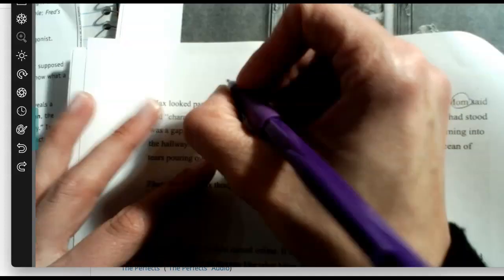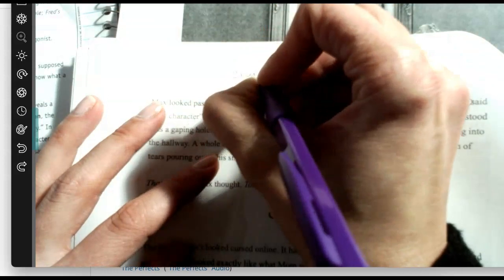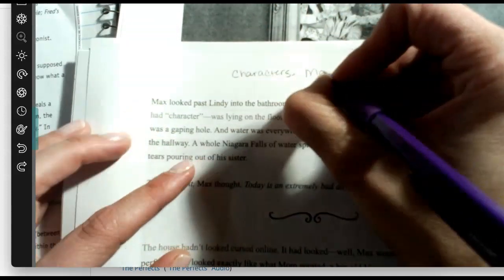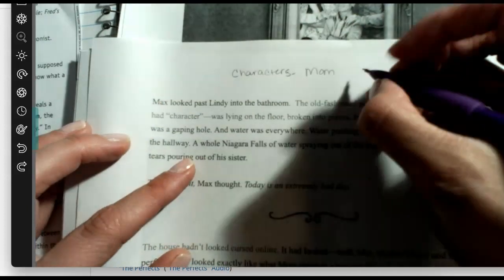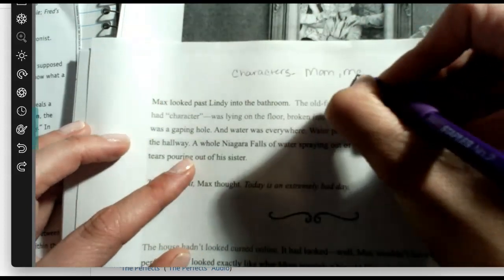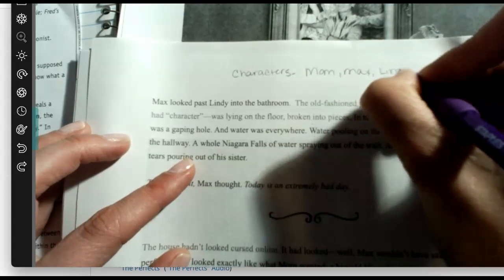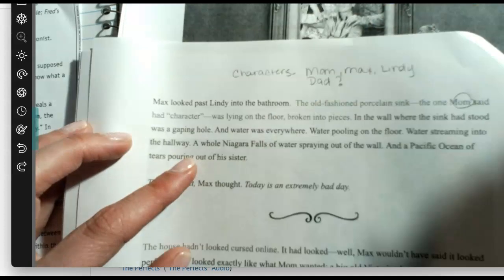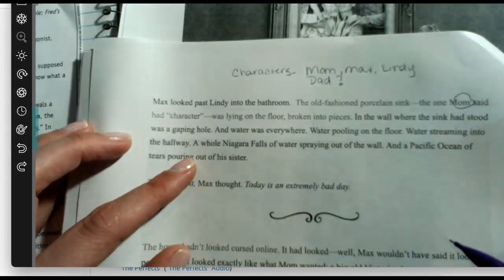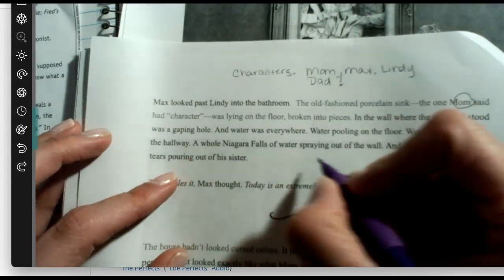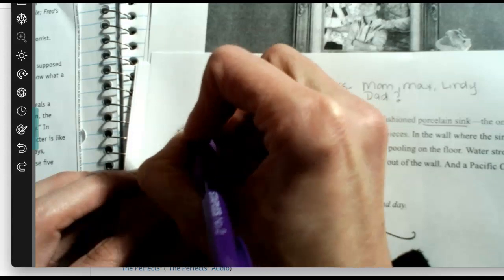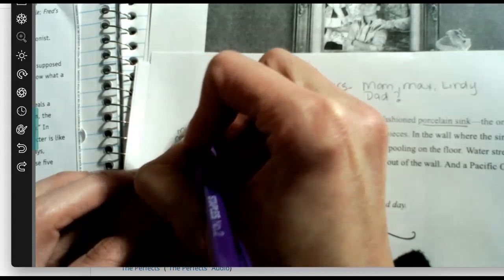All right, so I'm just going to write a little note up here that so far I know that the characters are Mom, because she's mentioned here that she loved this sink, Max, the big brother, and Lindy is the little sister. And now I'm just going to write Dad here with a question mark. He hasn't been mentioned yet. Again, I'm feeling like maybe this mom loved this sink. Maybe this could be some kind of conflict between the kids and their mom.